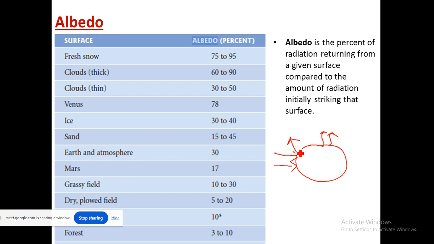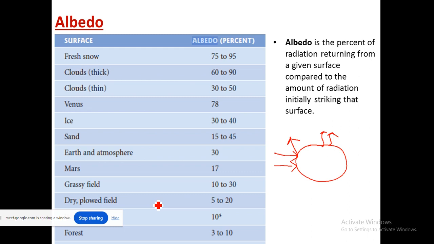If we consider Earth's surface, we have multiple surfaces, like snow. We have snow coverage over some regions. Then in the atmosphere we have clouds, both thick clouds and thin clouds. Then ice sheets are there on the Earth's surface. Some part is covered by ice sheets. Then we have sand over some places. Then vegetation is there, and forest is there. So we have different types of land surfaces over the earth: snow coverage, clouds, ice, sand, etc. Each of these surfaces has a particular albedo.